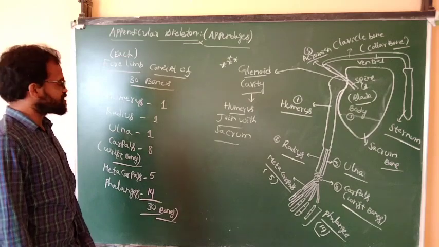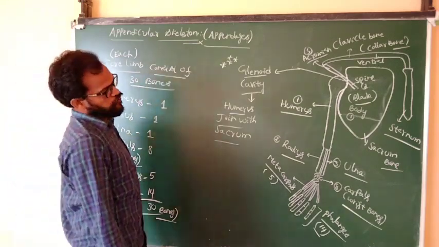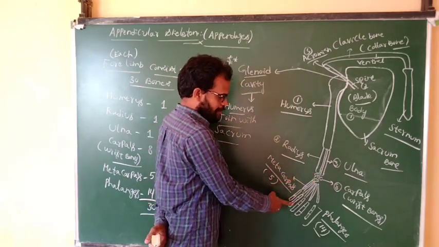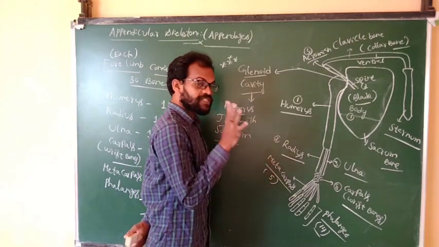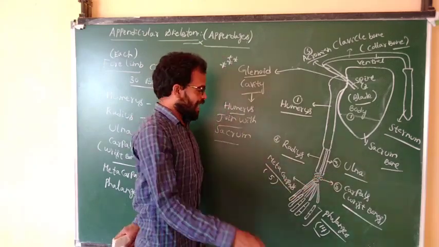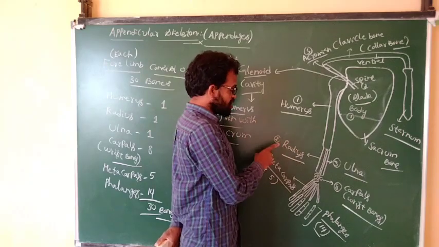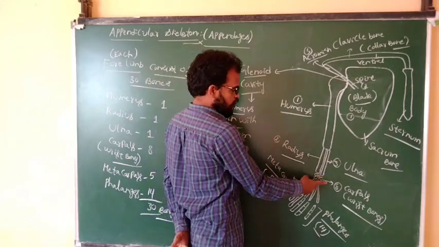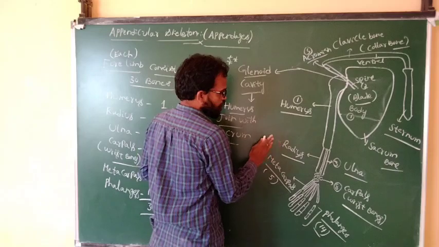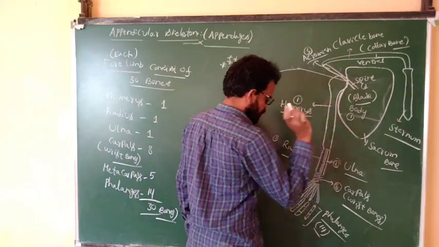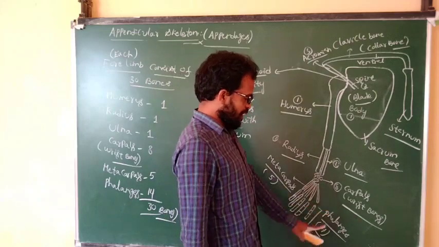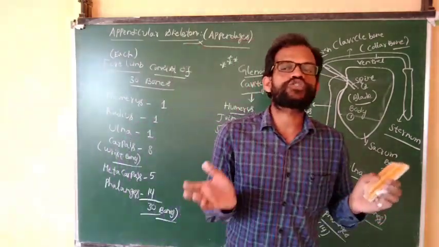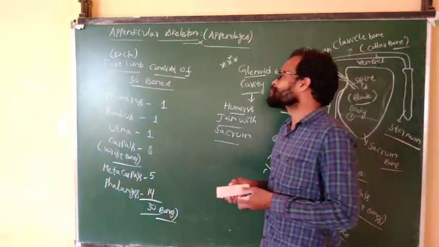How many bones are present in the forelimbs? 30 bones. Humerus, radius, ulna, carpals, metacarpals, phalanges. Phalanges 14, metacarpals 5. Wrist bones are carpals, 8 bones. Radius 1, ulna 1, humerus 1. Total bones, each forelimb consists of 30 bones. Both forelimbs together consist of 60 bones.